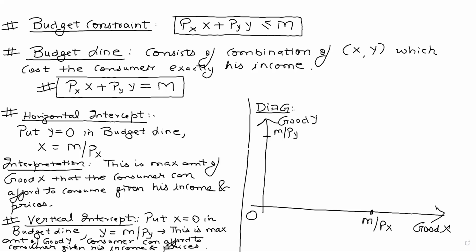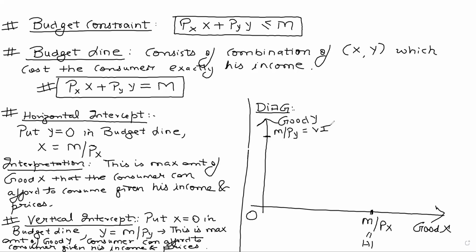So I hope students have understood how we have calculated the horizontal intercept HI and the vertical intercept VI. Horizontal intercept is calculated by putting y equal to 0 in the budget line, and it will tell us the maximum amount of good X the consumer can afford to consume given his income and prices. Vertical intercept is calculated by putting x equal to 0 in the budget line, and that will give us the maximum amount of good Y the consumer can afford to consume given his income and prices.